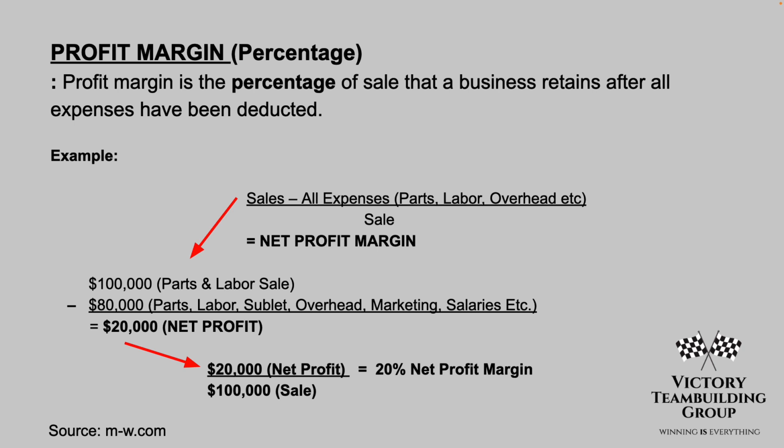Again, margin is percentage. We have a $20,000 net profit, which gave us a 20% net profit margin. And no matter what these numbers are, these numbers might be 21% and 21,000 if it's on 100,000. But if you just do these calculations in your calculator, it's going to give you the exact dollar amount, and then the percentage.